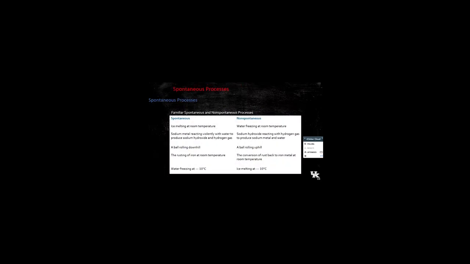So here's some examples. We've talked about ice melting at room temperature, specific conditions. We know we're assuming normal atmospheric pressure. We're assuming room temperature is 25 degrees Celsius. And so ice melts at room temperature. That's a spontaneous process. If I add sodium to water, it's a violent chemical reaction. It makes sodium hydroxide and hydrogen gas. That's why we call sodium an alkali metal, because it makes a strong base. But that's a spontaneous process.